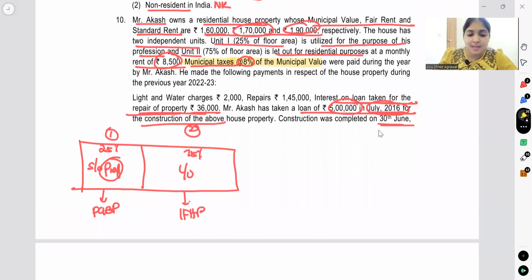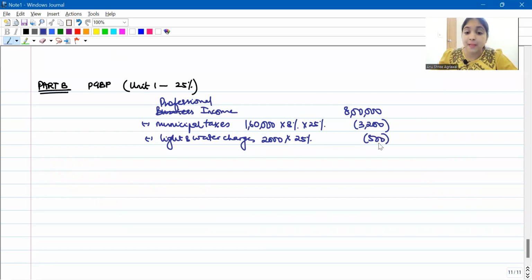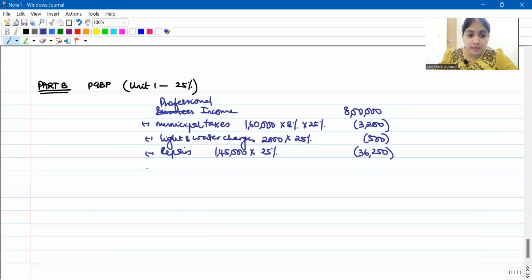Then what are the other expenses? We have light and water charges, 2,000. So less light and water charges. Total is 2,000, but you are calculating only for 25% of the property. So that's going to be 500. Then repairs 1,45,000. So less repairs. Again, same thing. 1,45,000 is for the entire property, but you are calculating only for 25% of the property, which is going to be 36,250.